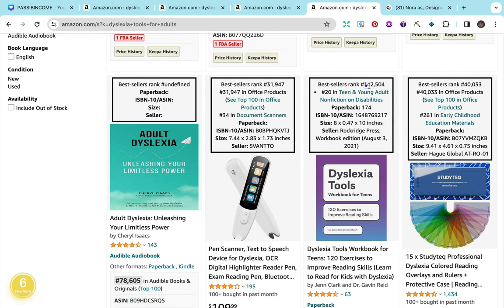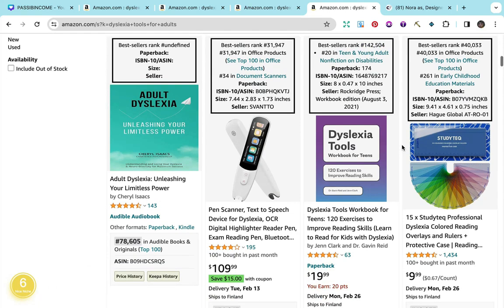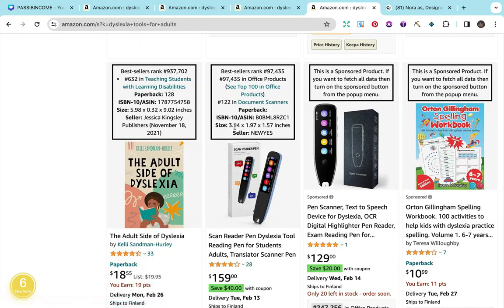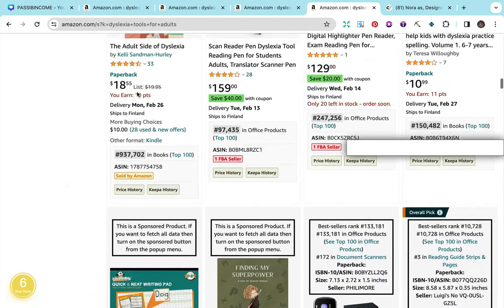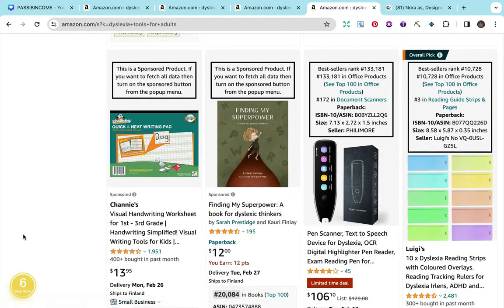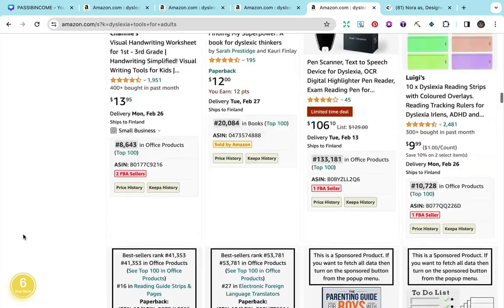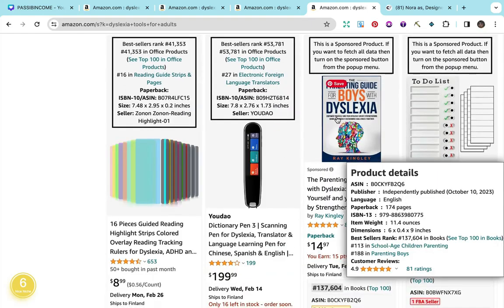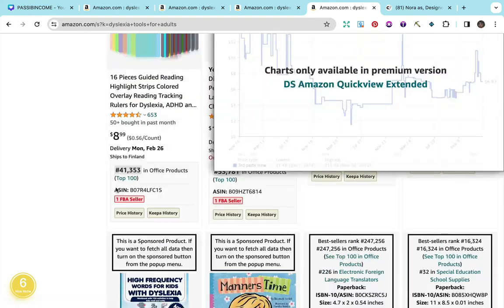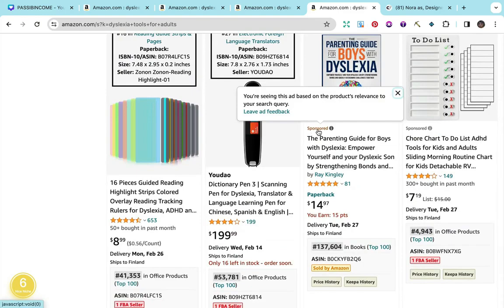This one, for example, has a bestseller rank of 142,504. We've got the adult side of dyslexia, another great book also with super great 5-star ratings. We've got dyslexia, finding my superpower. We have a couple of other really good books, the parenting guide for boys with dyslexia. Now do keep in mind some of them are sponsored, so for example this one is sponsored.